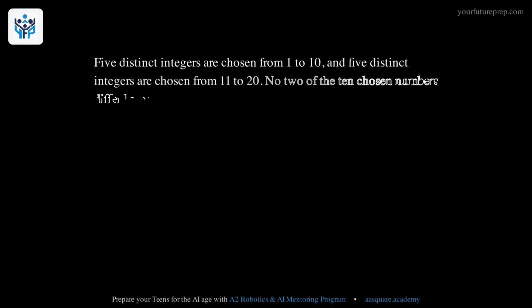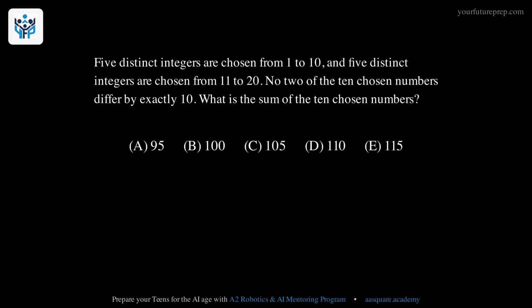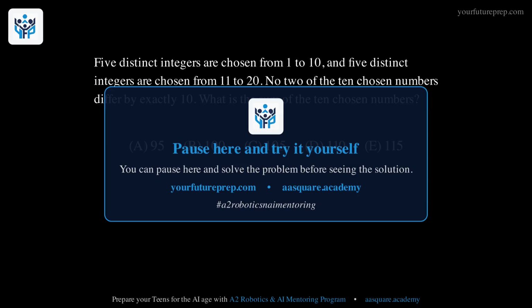5 distinct integers are chosen from 1 to 10. And 5 distinct integers are chosen from 11 to 20. No two of the 10 chosen numbers differ by exactly 10. What is the sum of the 10 chosen numbers? You can pause here and solve the problem before seeing the solution.